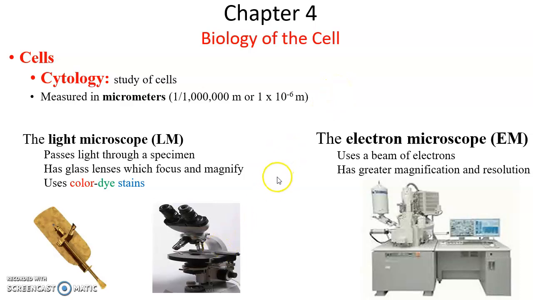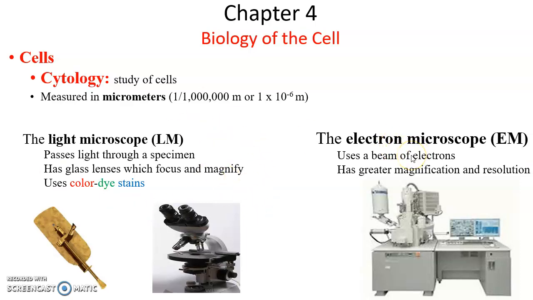Light microscopes are most commonly used. They have light pass through the specimen that you see on a tiny little slide. And then there are lenses that will focus and magnify what you see. And in order to see the various structures of import in cells, these samples are usually dyed in some manner to make it easier to differentiate different cellular structures.